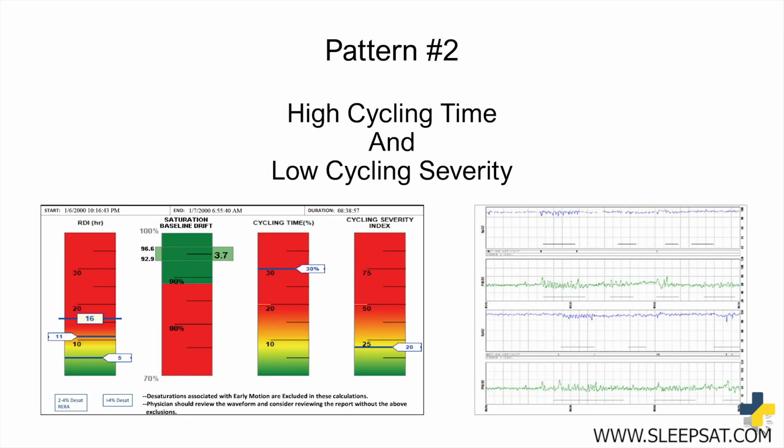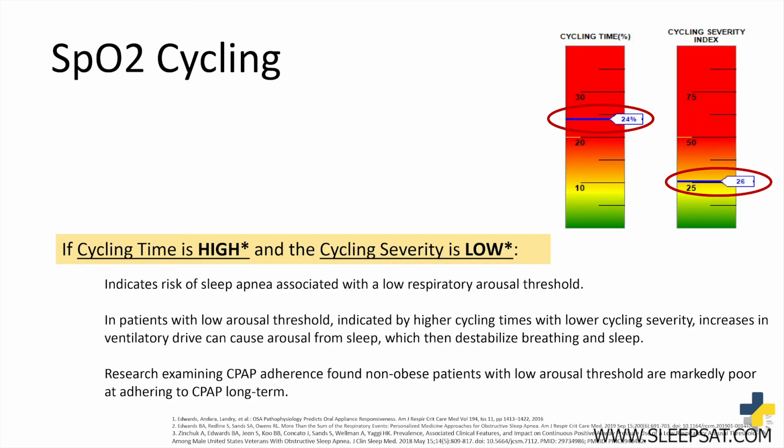Our second pattern has high cycling time and low cycling severity. This may indicate risk of sleep apnea with a low respiratory arousal threshold. In patients with low arousal threshold, indicated by higher cycling times with lower cycling severity, increases in ventilatory drive can cause arousal from sleep, which then destabilize breathing and sleep.